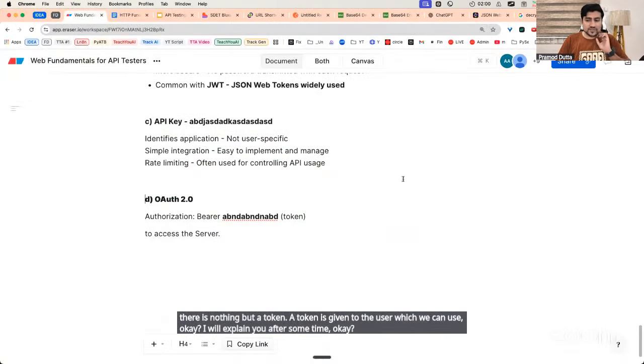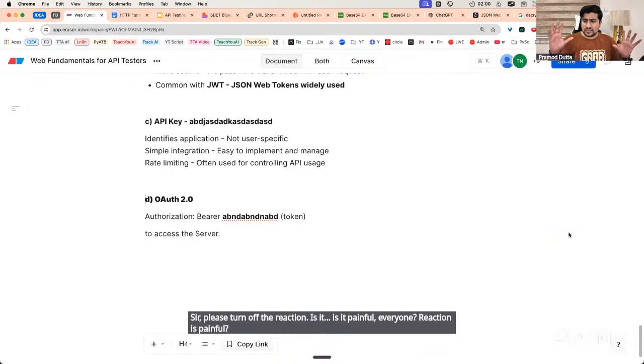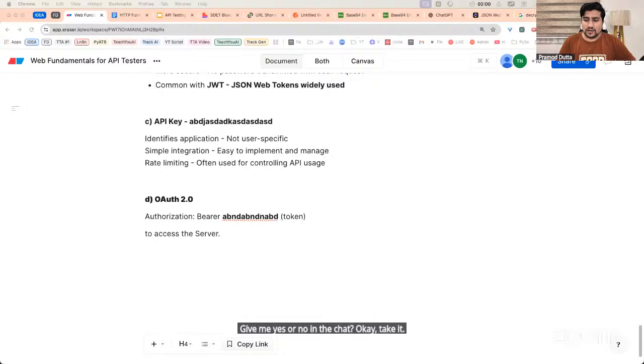Okay, chalo. Sir, please turn off the reaction. Is it painful? Everyone, is the reaction painful? Give me yes or no in the chat. Is it causing any problem? Reactions are not bothering you? Okay, theek hai. Chalo, good.